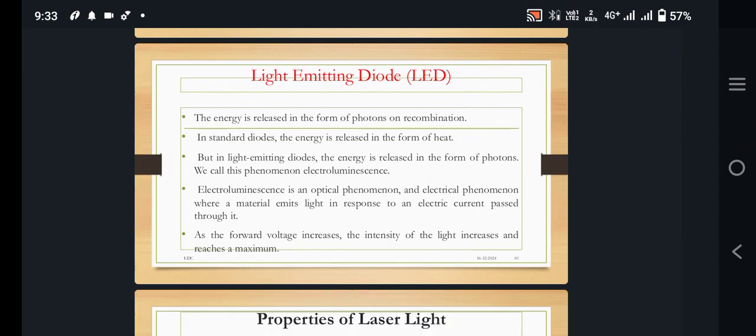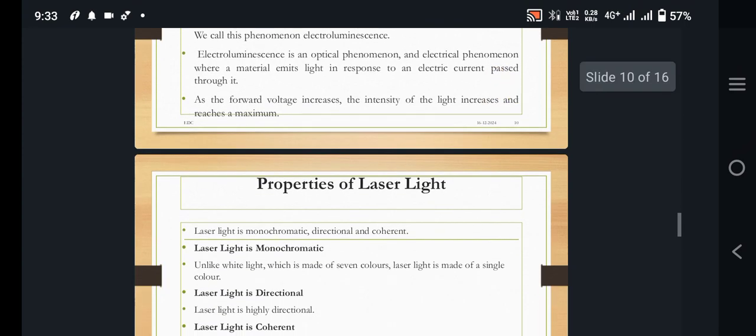The energy is released in the form of photons on recombination. The energy is released in the form of heat in standard diodes. But in LED, the energy is released in the form of photons. We call this phenomenon electroluminescence. Electroluminescence is an optical and electrical phenomenon where a material emits light in response to an electric current passed through it. As the forward voltage increases, the intensity of light increases and reaches the maximum.